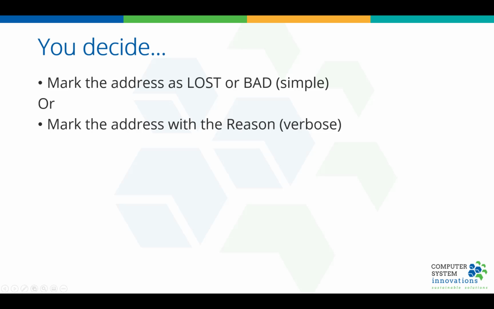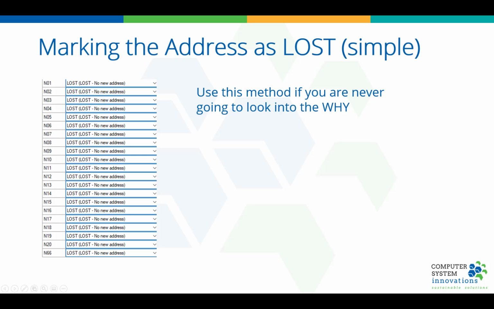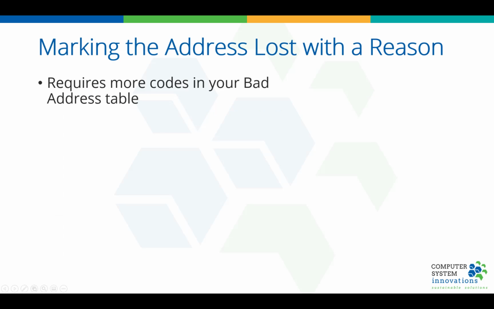Once again, I'm going to cover this again. You get to decide, do you want to mark the address lost or bad, real simple, or mark them with a reason, verbose. If we think about marking the addresses as lost, we're going to take our encodes and say any of these encodes that return, it's a lost. We don't have a new address. So every one of these addresses in iMIS is now going to be marked lost if the code was returned as one of these. If you're never going to go look at iMIS and you don't care, you just want it to be lost, that's fine. You can use this.